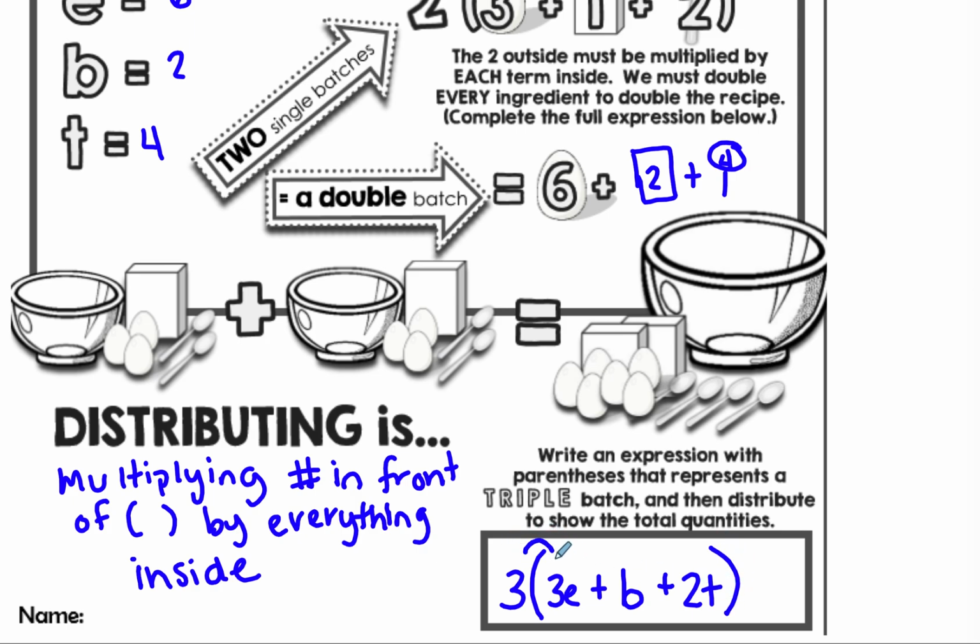Now I'm going to use distributive property. I'm going to multiply times everything inside that parentheses. Okay, so now I'm ready to multiply. Let's see, I guess I'll write it over here. Okay, 3 times 3 E would be 9E, 9 eggs, plus 3 times B is 3B, 3 boxes, plus, and then 3 times 2 is 6, so I would need 6 teaspoons of oil.